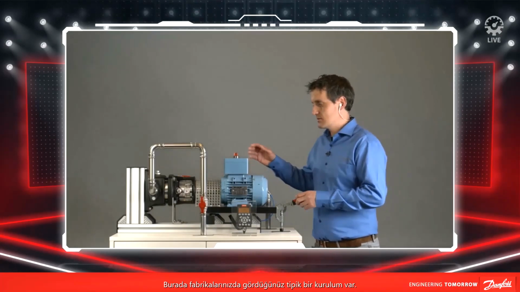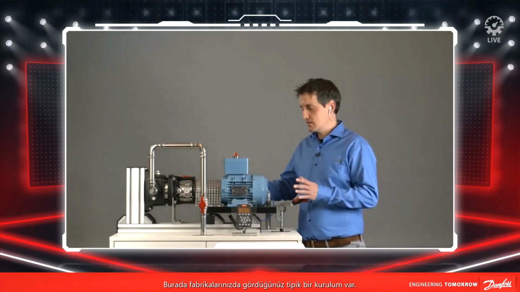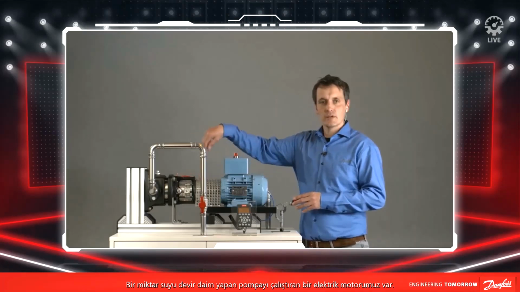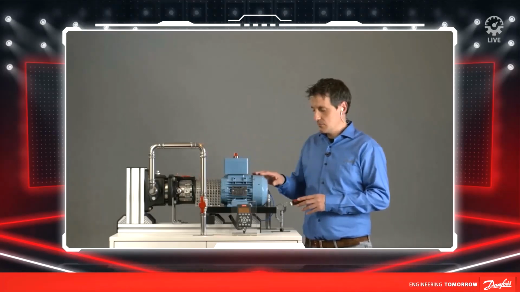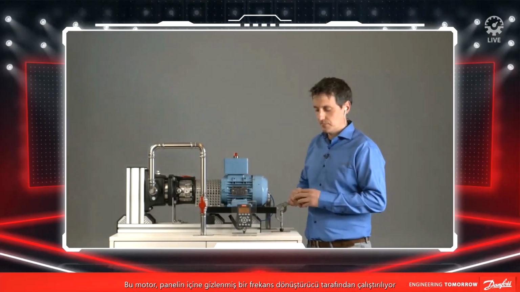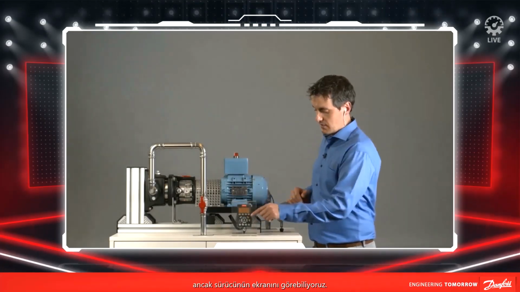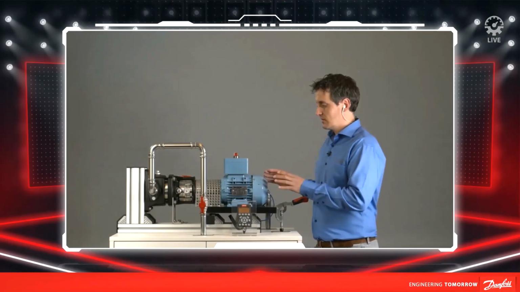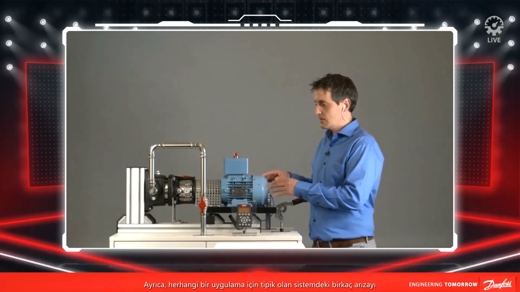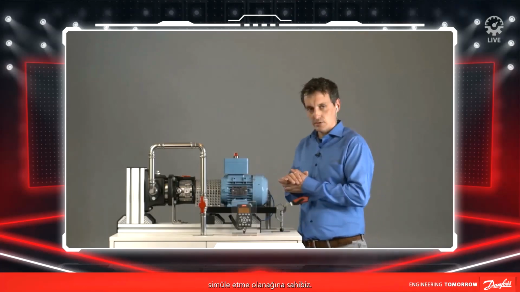So what we have here is a typical setup that you see in your factories. We have an electrical motor that's driving a pump, which is circulating some water. This motor is driven by a frequency converter that is hidden inside the panel. But we can see the display of the drive. And we have the possibility to simulate a few failures in this system that are typical for any application.